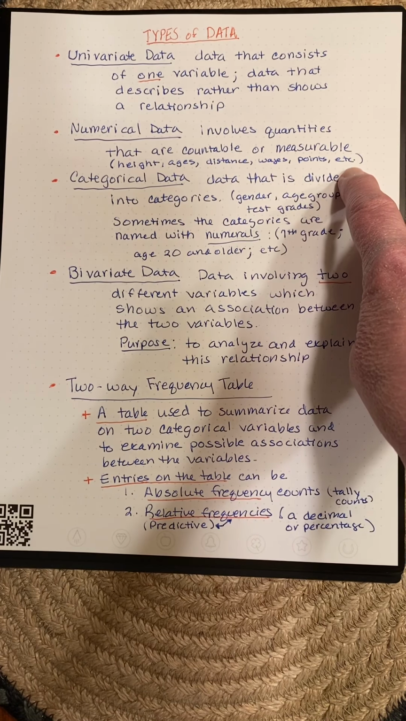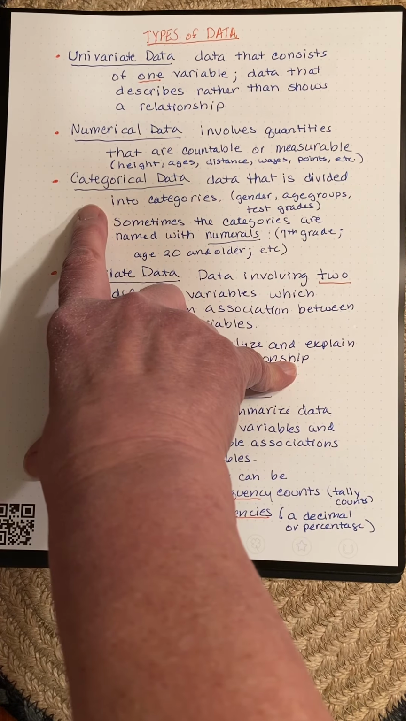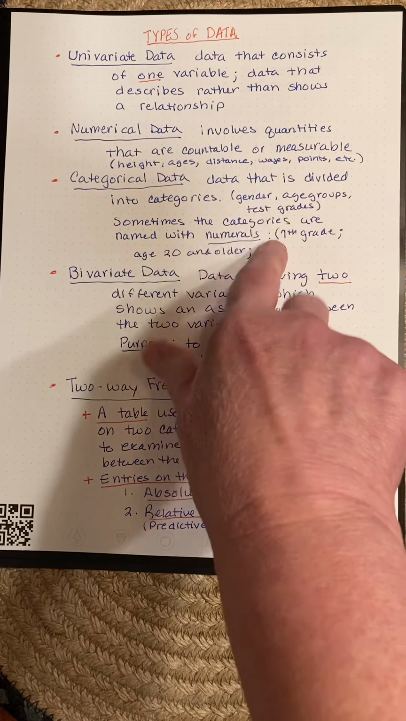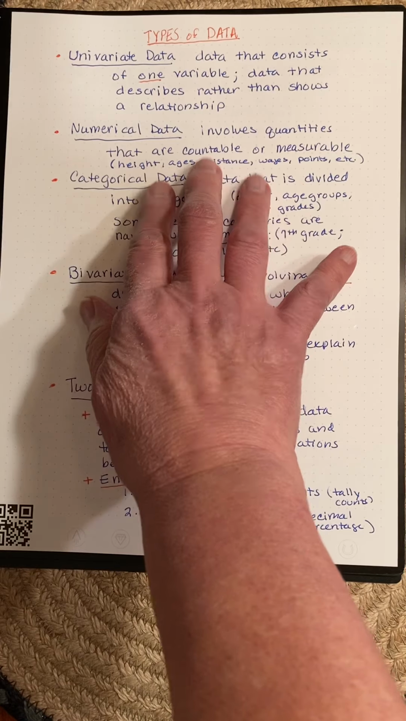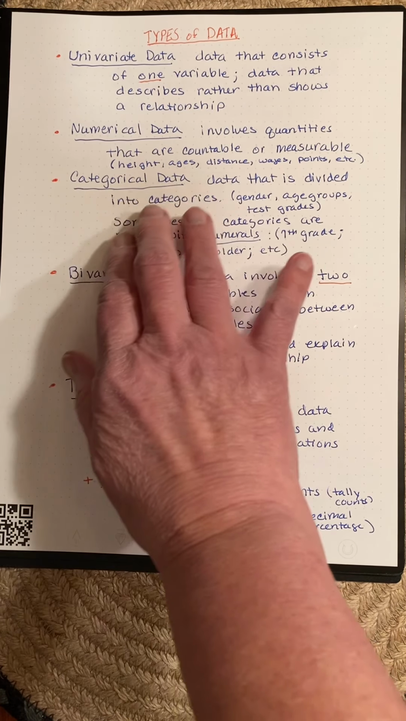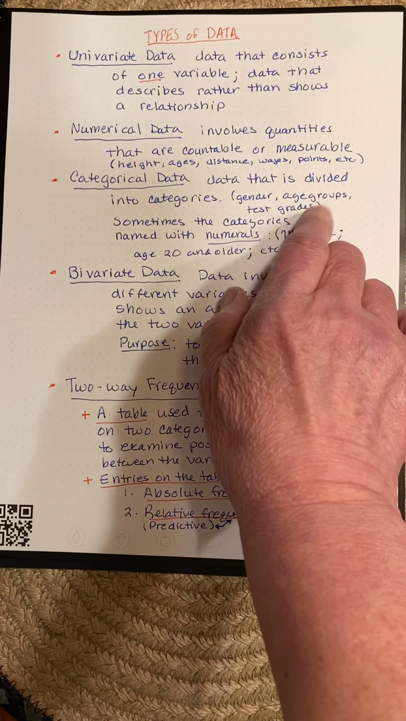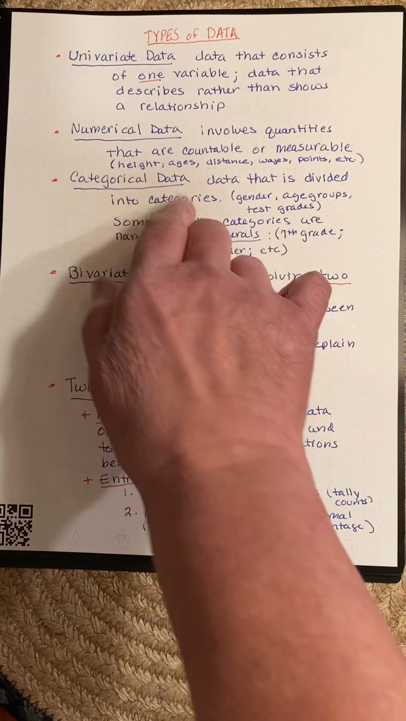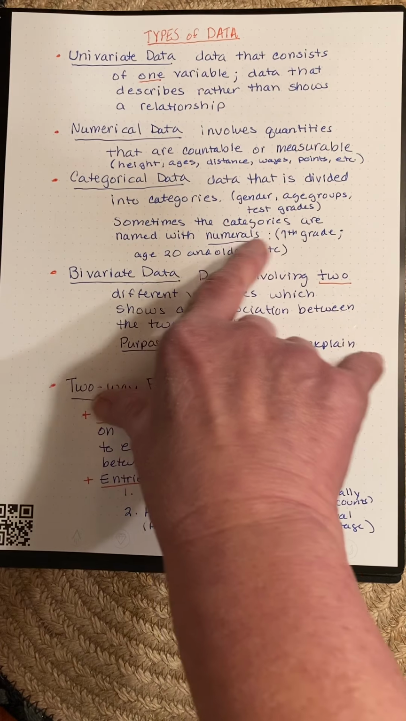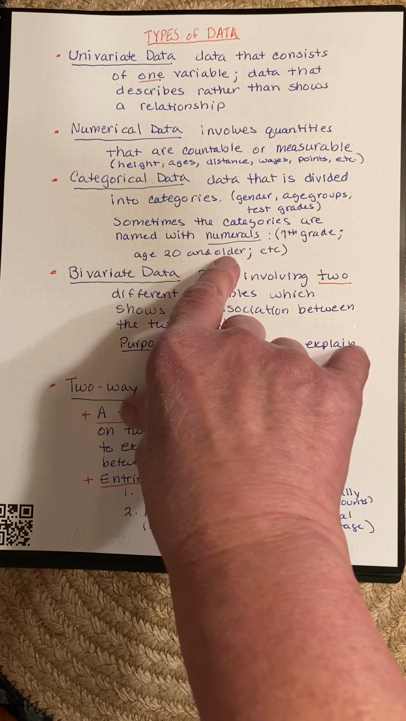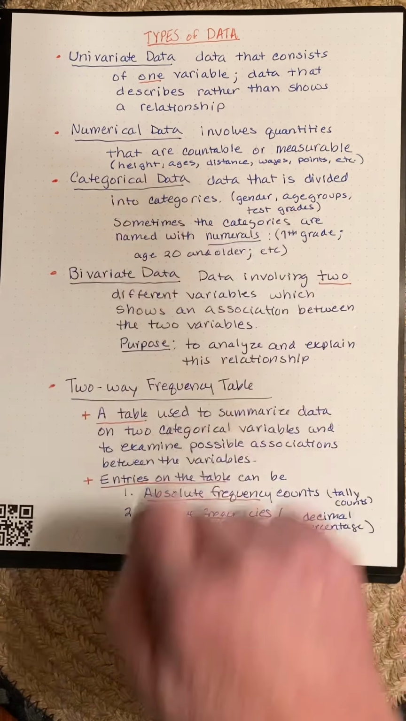Like grades like A, B, C, D. That's like numerical data. Well, not grades. That gets into here. I'm sorry, I misspoke. Not grades, but anything that is assigned a number would be numerical data. Categorical data is data that's divided into categories like gender, age groups, test grades. Yeah, I misspoke before because A, B, C, D is categorical. And sometimes the categories are named with numbers, like 7th grade, age 20 and older. So there's a number involved, but it's really a category, not a definite number.